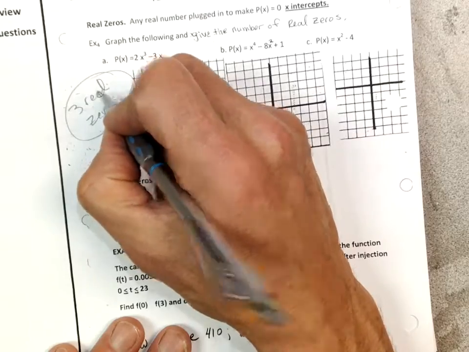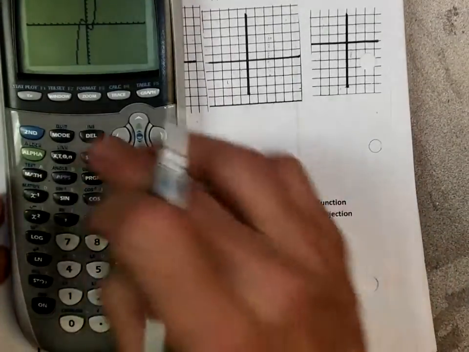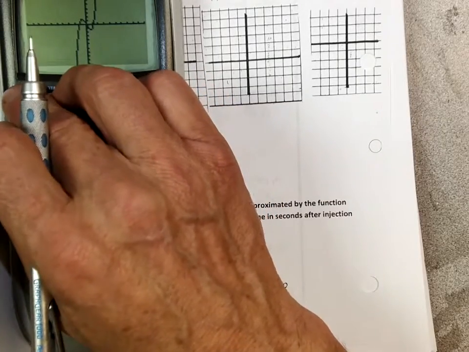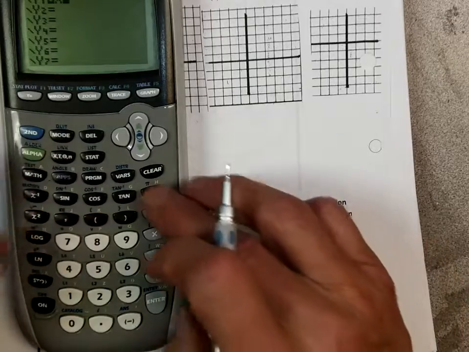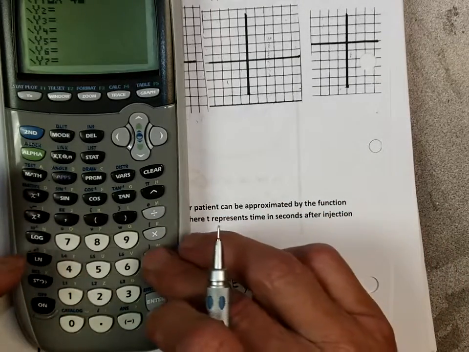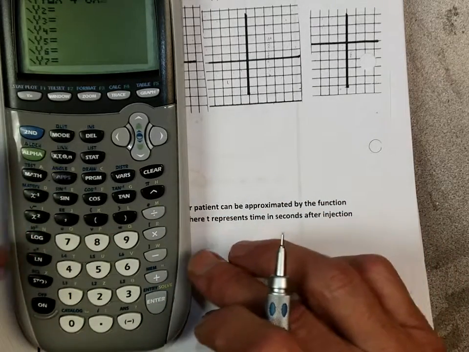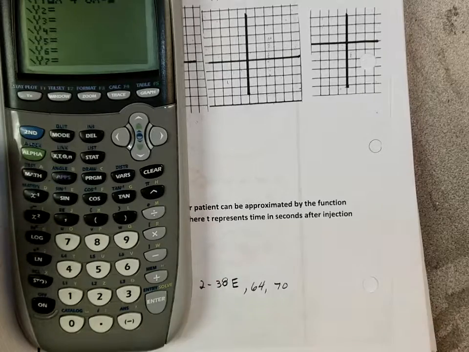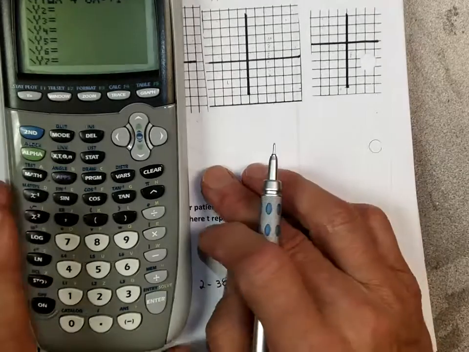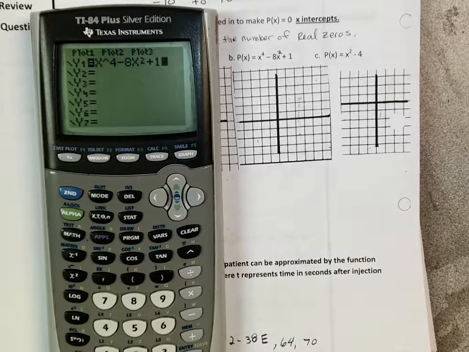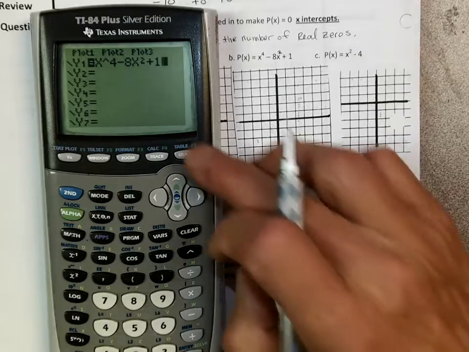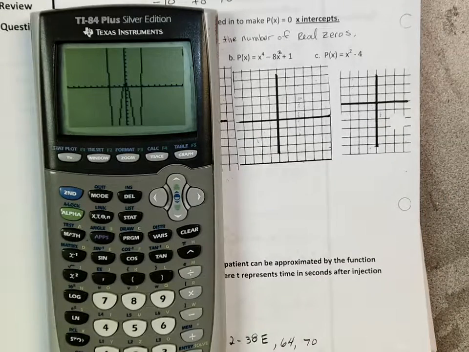How's that? Okay, let's graph B. Let's see what B looks like. Go to y equals. Clear. X to the 4th, subtract 8x squared plus 1. Okay? Alright. x to the 4th power minus 8x squared plus 1. Graph. It's a big W.